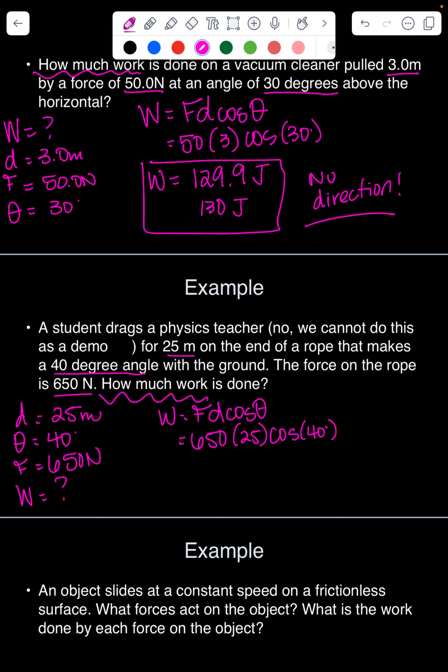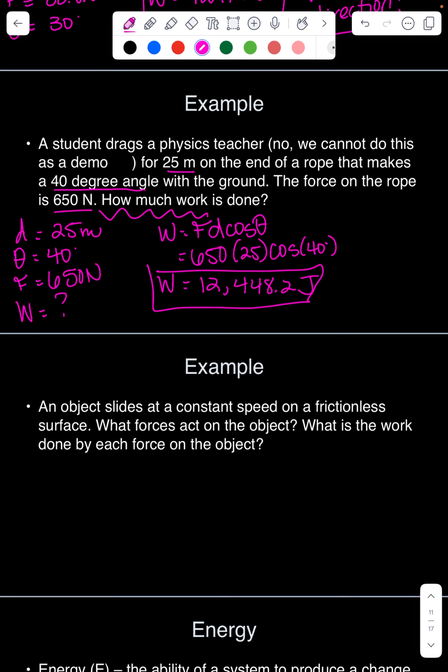Now, even though these are plug and chug problems, it is still very important to pay attention to the numbers. The biggest problem that students have, even though this is super easy, is that they do not put the correct numbers with the correct variables. So please make sure that you are paying attention to where you are putting these numbers. All right, so we plug these in and we do get a work of 12,448.2 joules. Okay? That's a lot of work that they had to put in to pull me across the ground.